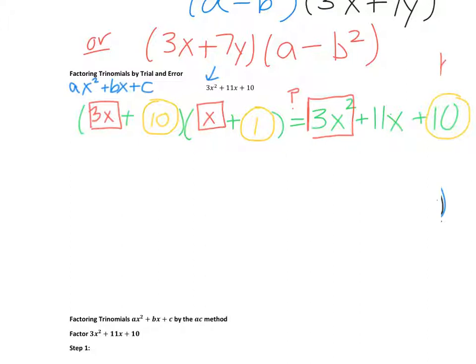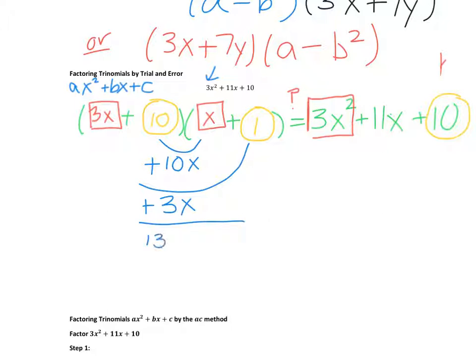So what that looks like is we have to check, I like to call it kind of like the double chins. We have the 10x right here, and then the 3x right here. And these are positive, positive. So if we add the outside and the inside terms, does it equal 11x? And it doesn't. It equals 13x. So this is not right. We have to try something else.